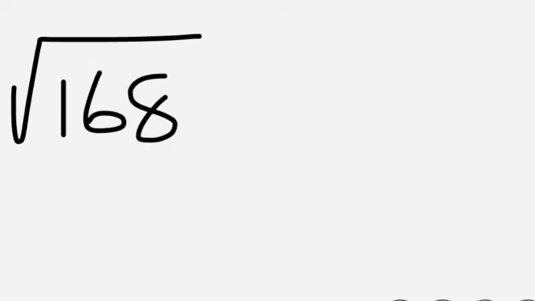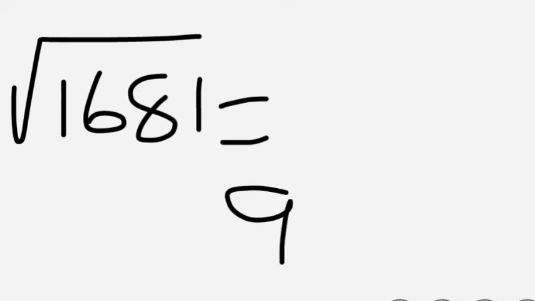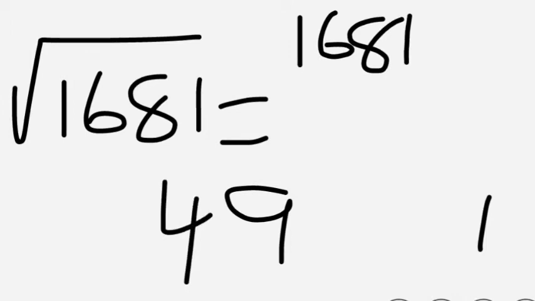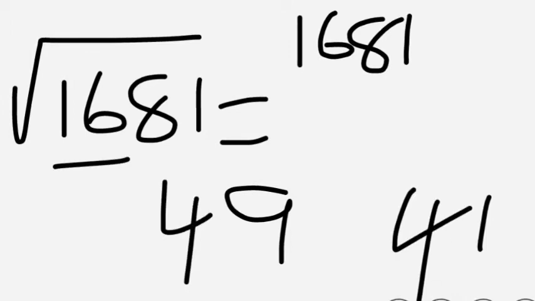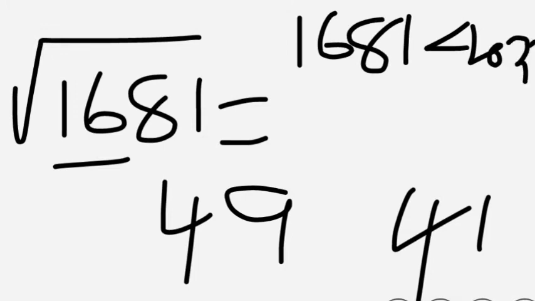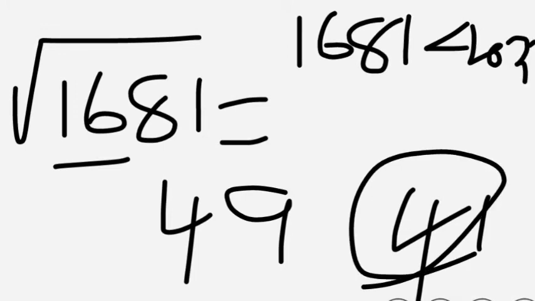Let's take another example: the square root of 1681. The possibilities here are 9 or 1, since 9 square is 81 and 1 square is 1. Next, 16 lies between 4 square and 5 square, so we take 4. 45 square would be 2025. 1681 is less than 2025, so we have to take the lesser value here. 41 is our answer.